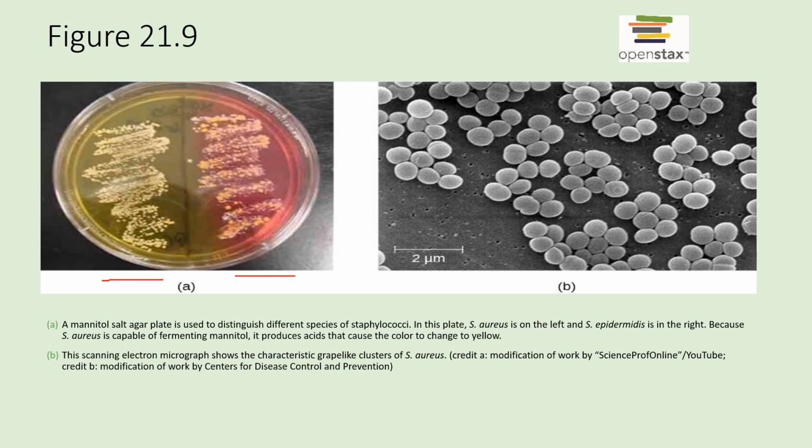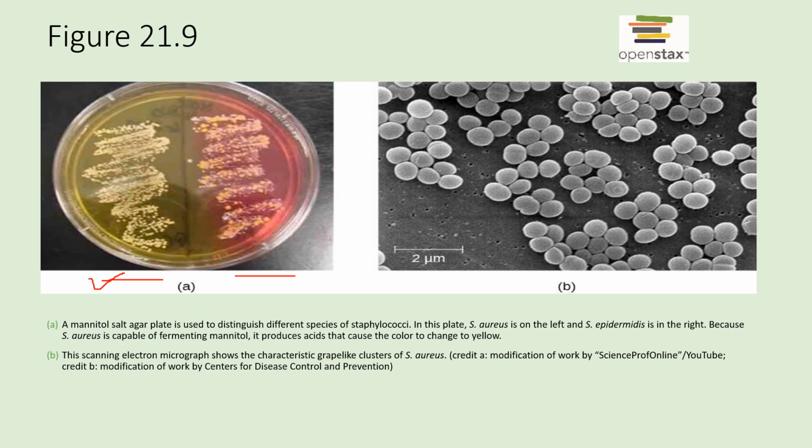Staphylococcus aureus is able to ferment mannitol, and it produces acid. And because it's producing acid, there's a pH indicator in here, and it has turned this left side yellow. Staphylococcus epidermidis can grow in here, but it doesn't ferment and produce acid. So therefore, it did not change the pH, so it stayed the pink color. So you can just look at it. You see growth on a mannitol salts agar plate, you know it's Staphylococcus. You see that it's turned it yellow, you know that it's Staphylococcus aureus.